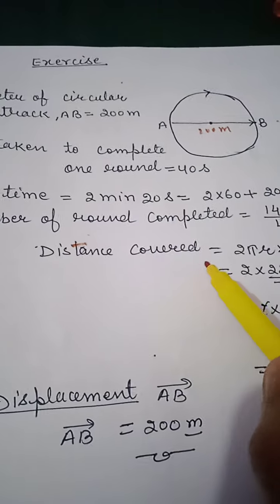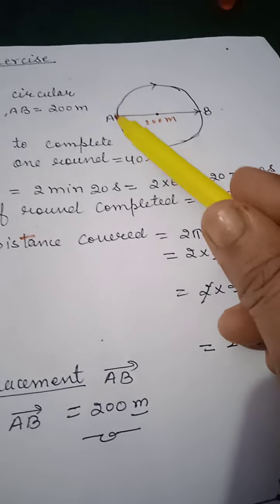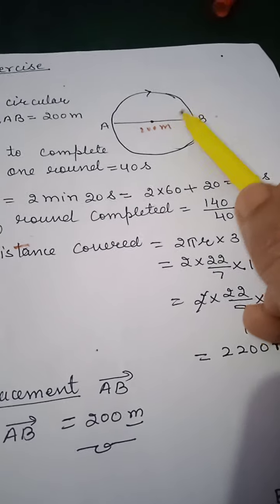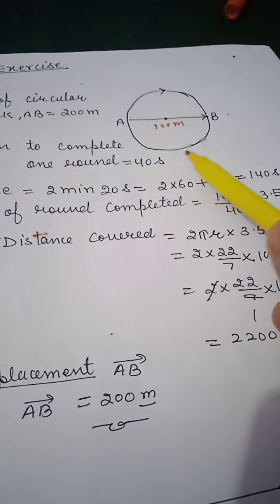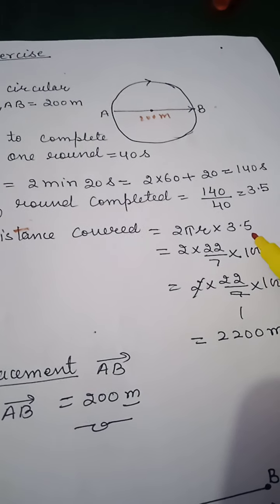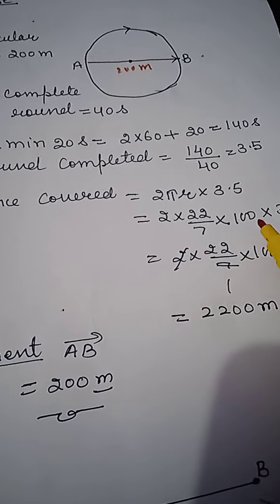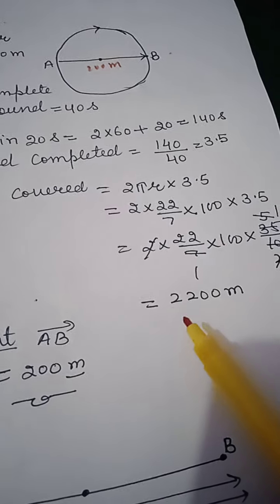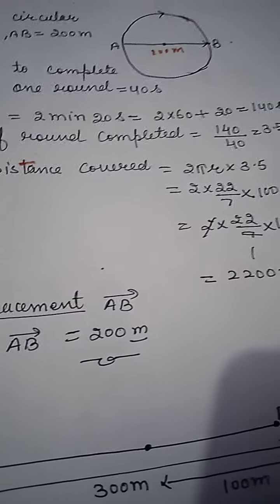Distance covered is equal to the number of rounds, which is 3.5, multiplied by the length of the circle, that is its circumference, 2 pi r. So 2 pi r multiplied by 3.5, that is 2 multiply 22 by 7 multiply 100 and multiply 3.5. After solving this we get 2200 meters. Distance covered is in meters.